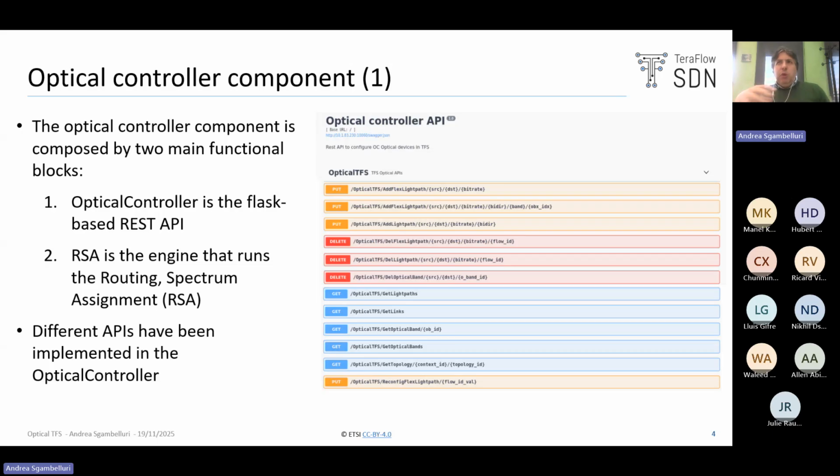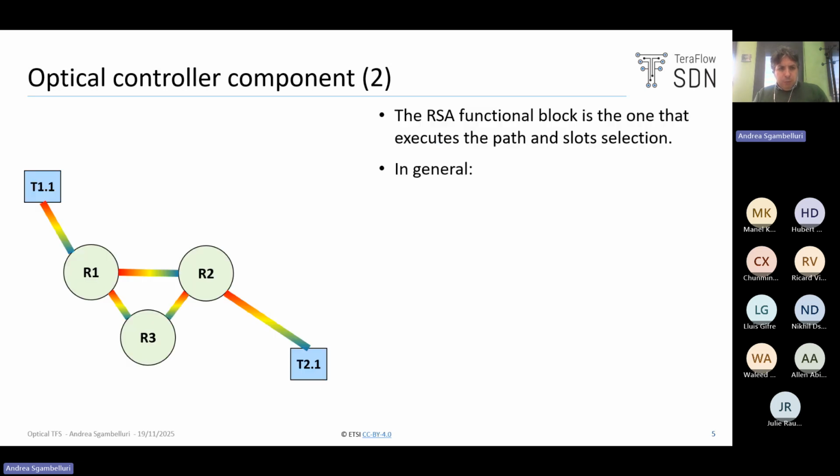Just for you to know, because it maybe can be useful for further development and activities in TerraFlow for the optical part, this is the list, more or less, of the APIs that are available, where we can convey the creation of a flex LiPath, a normal LiPath. We can delete the LiPath, we can create optical bands, we can retrieve information from the optical controller.